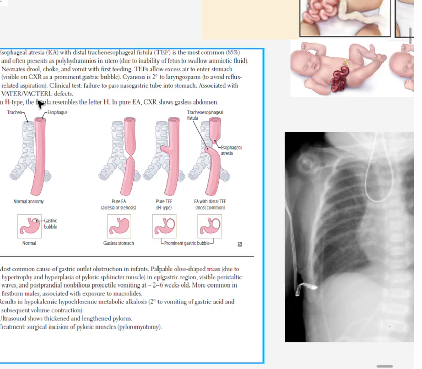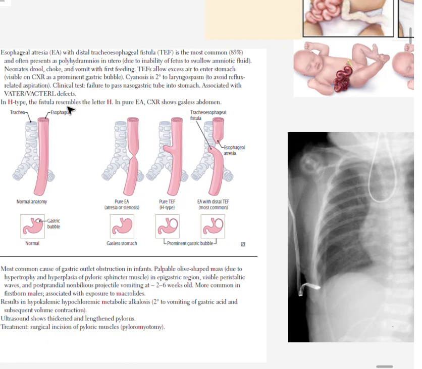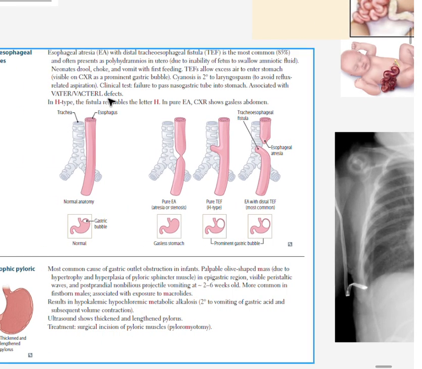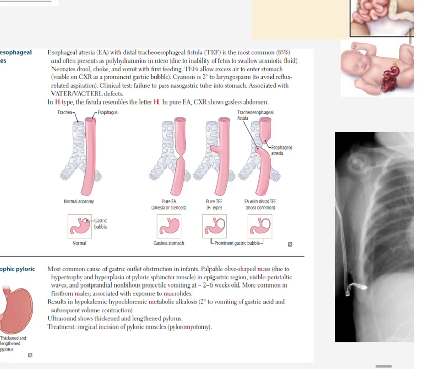These VACTERL defects, VACTERL basically means V is for vertebral defects, A is for anal atresia, C is for cardiac defects, T is for tracheoesophageal fistula, E is for esophageal atresia, R is for renal defects, and L is for limb defects. So it's very common to see this with other VACTERL defects.